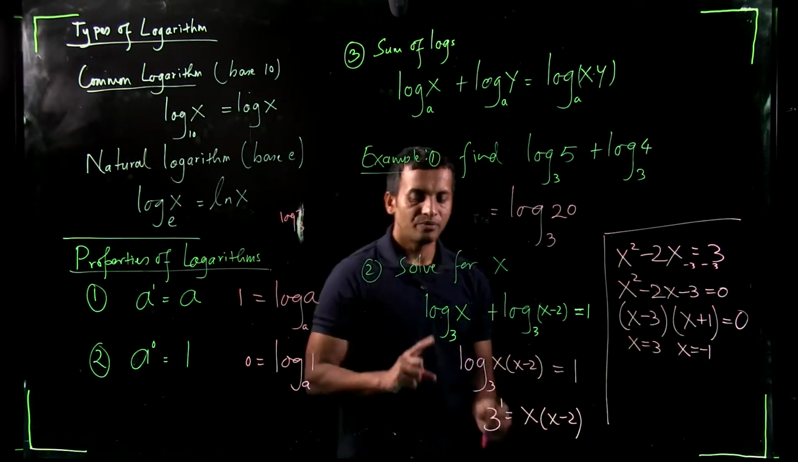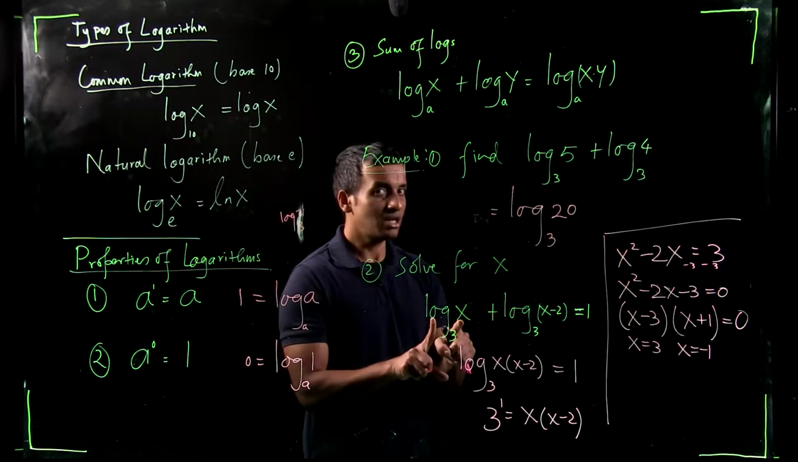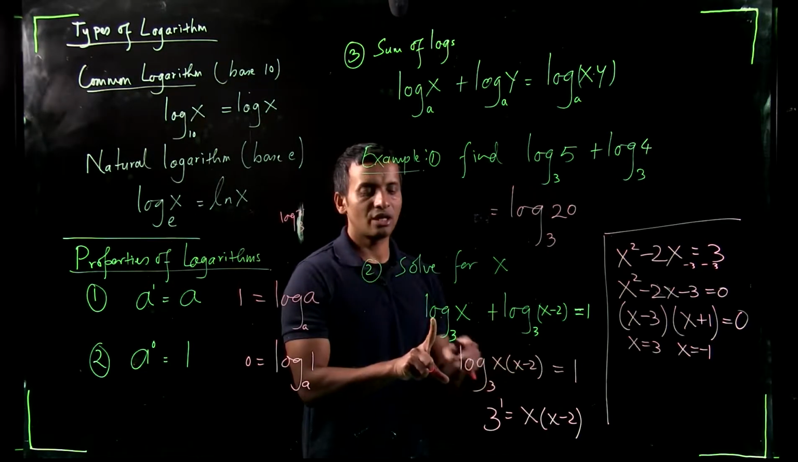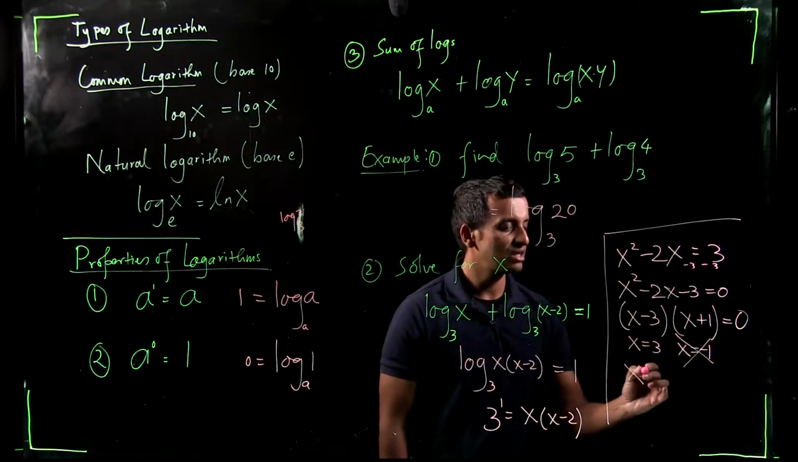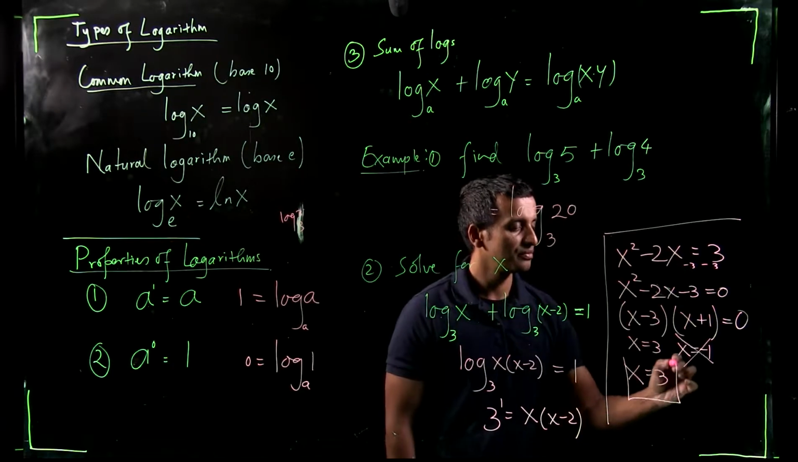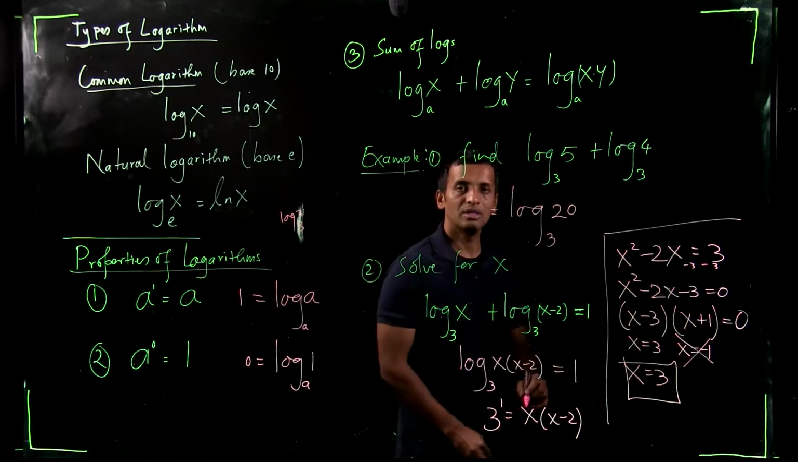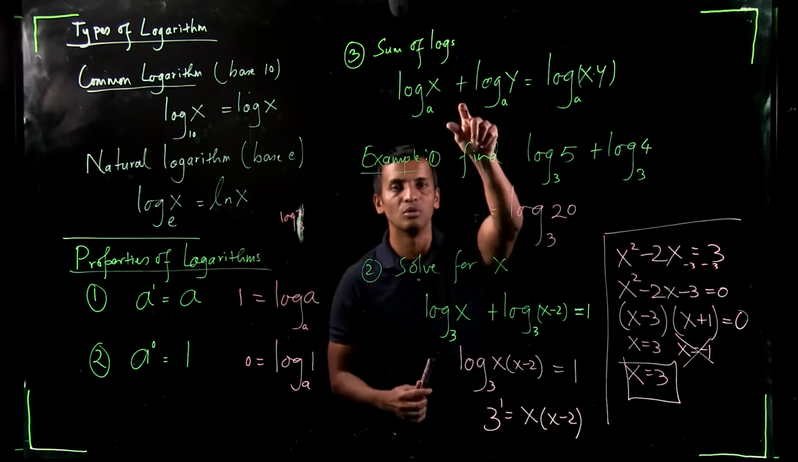And how about -1? Log of -1, that's not good. Log is not defined for -1. If you plug that in your calculator, log of -1, it doesn't make sense. The calculator will show you an error. So log is not defined for 0 or negative numbers. So -1 is not the answer. So the right answer is x equals 3 only. This is how we solve an equation using the sum rule, okay?